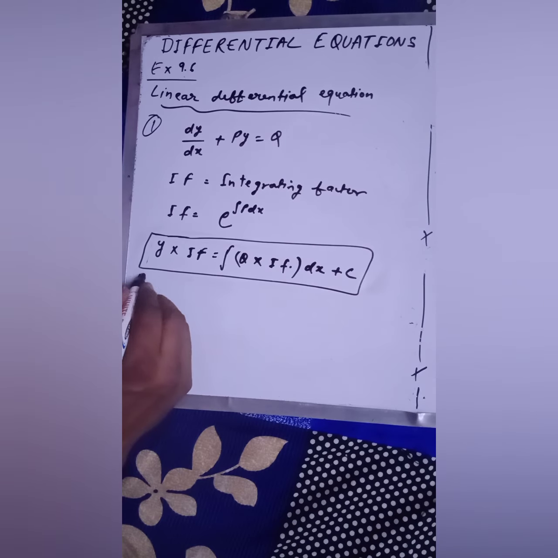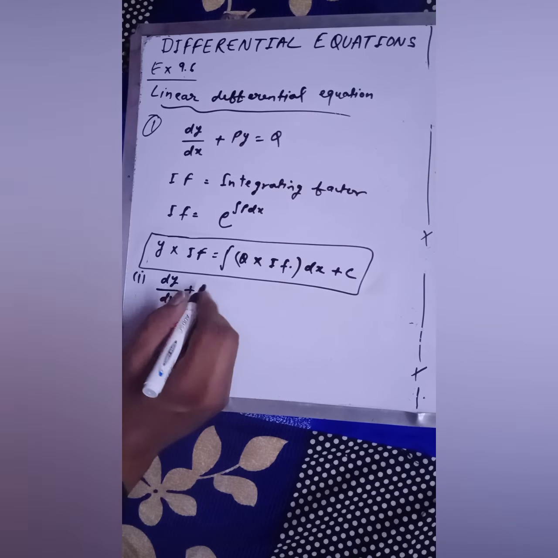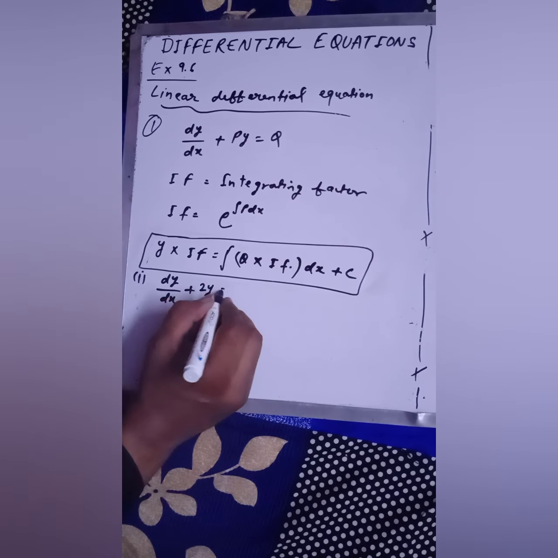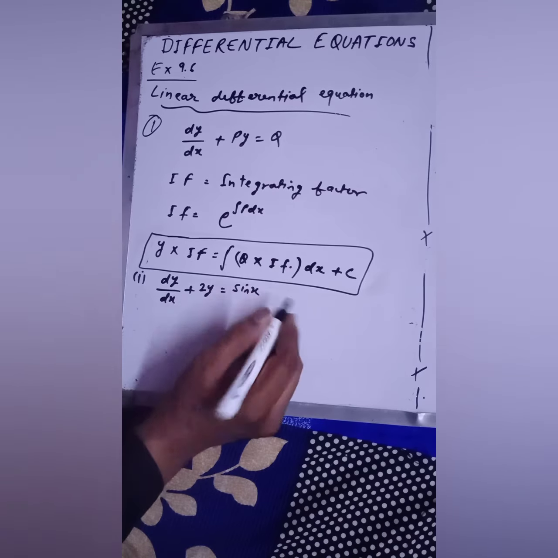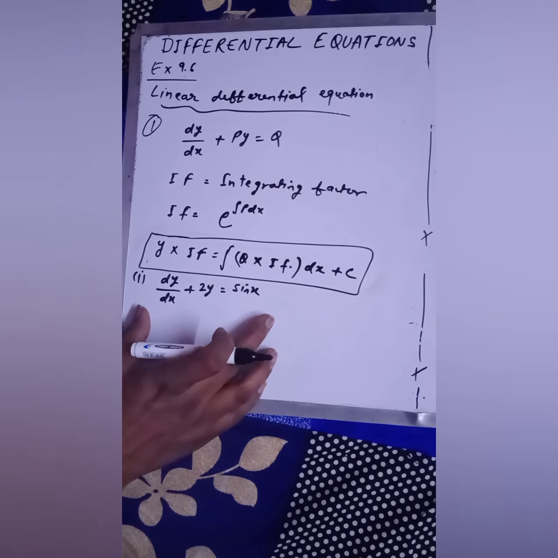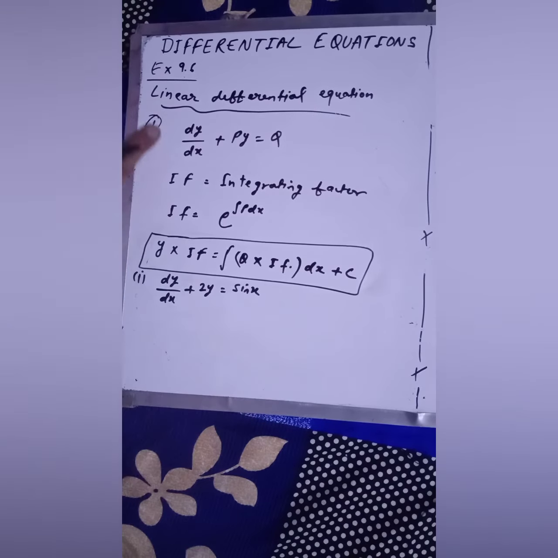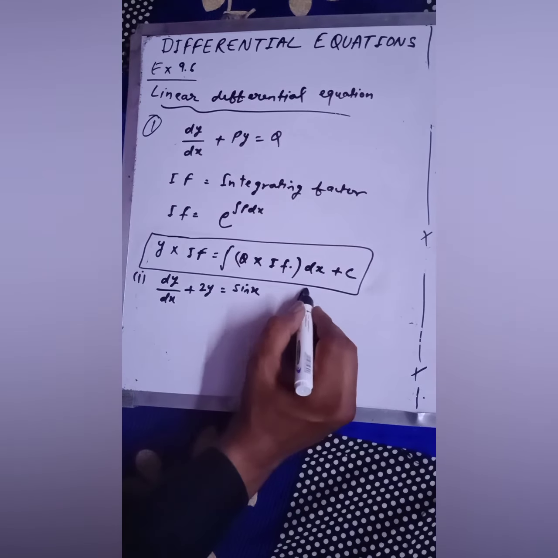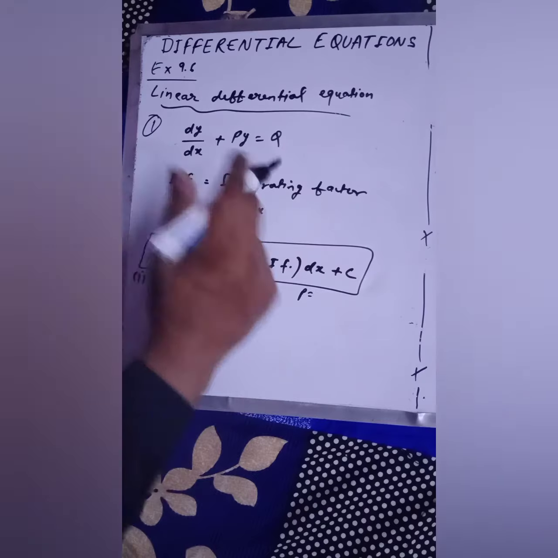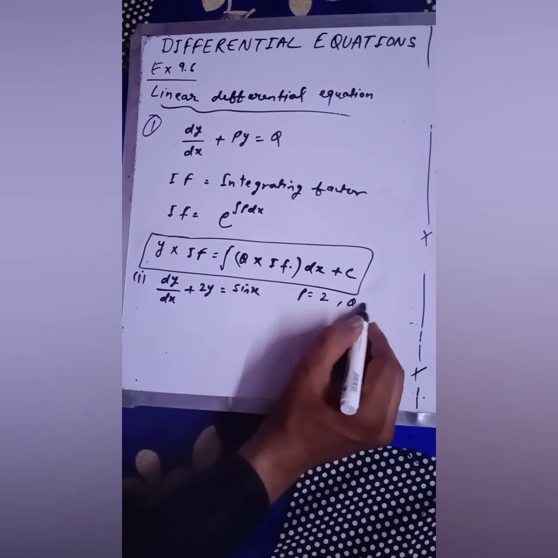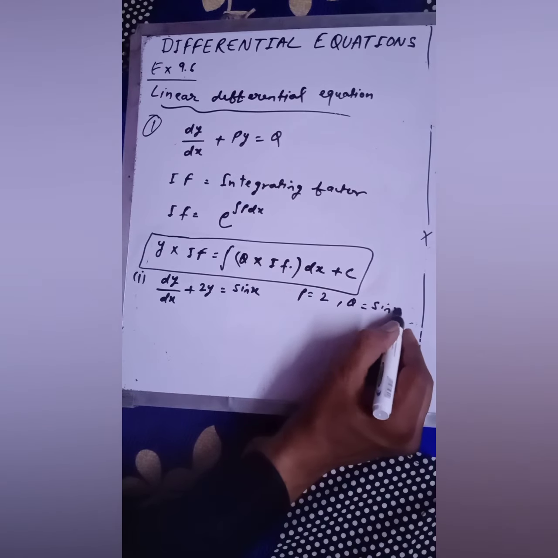Yes, the first question is dy by dx plus 2y equal to sine x. So this differential equation is given to us and we have to find a solution. If you compare this equation and this equation, your p would be 2 and your q would be sine x.